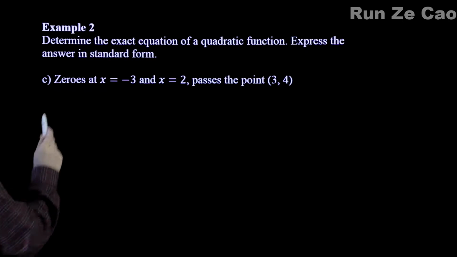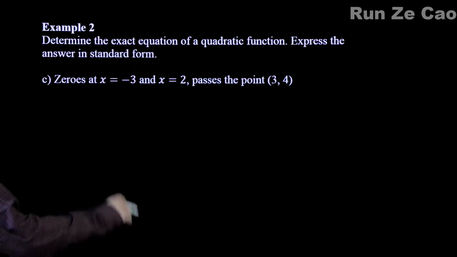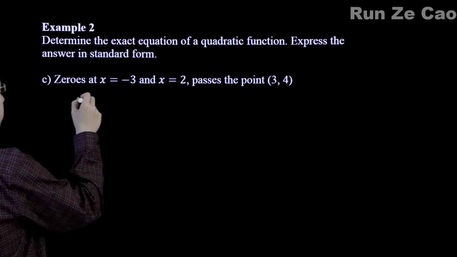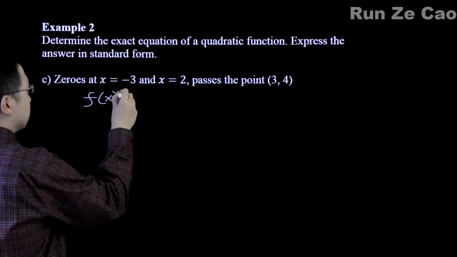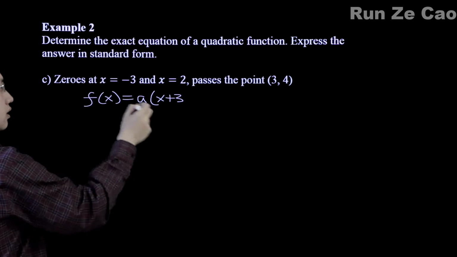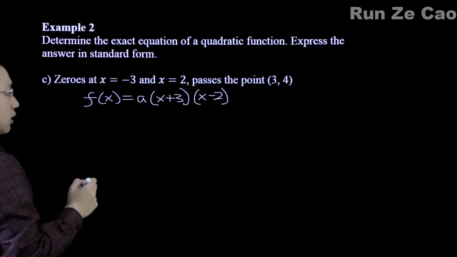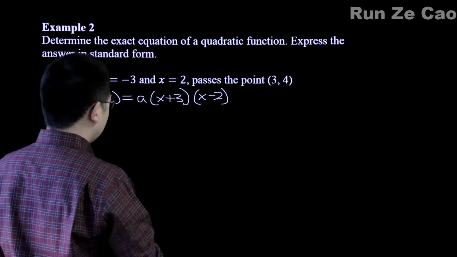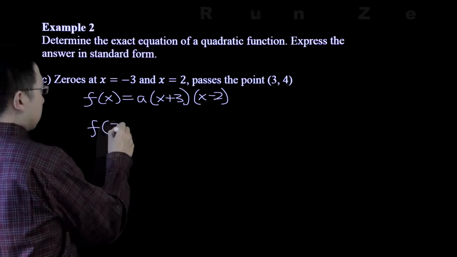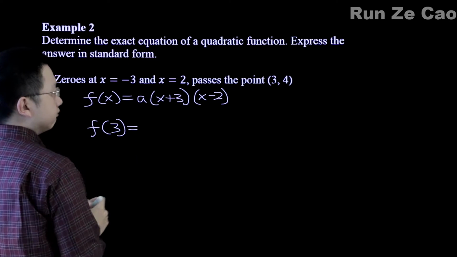So what we're looking at is zeros at x equals -3 and x equals 2. This passes the point (3, 4). So we have f(x) equals a (x + 3), so this makes this a 0, times (x - 2), which makes x equals 2 a 0. So this passes the point (3, 4). Now, what this does is that we know f(3) is equal to 4.